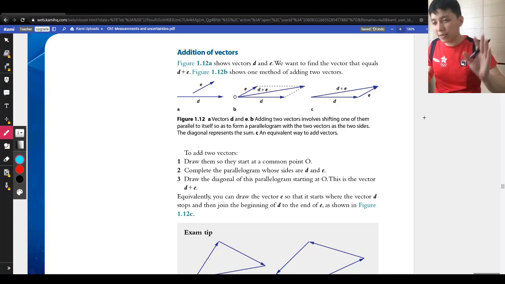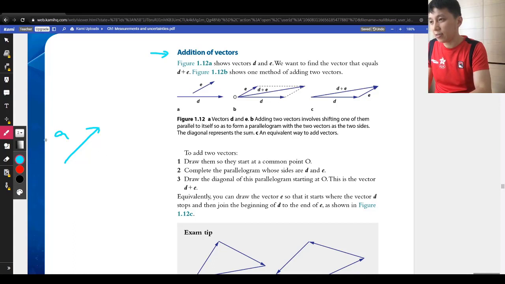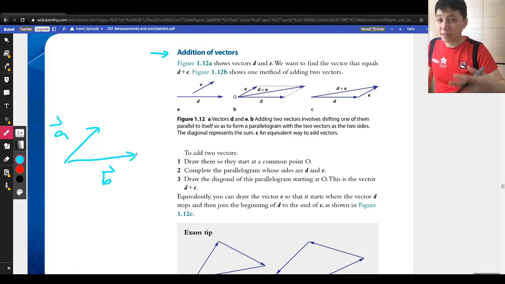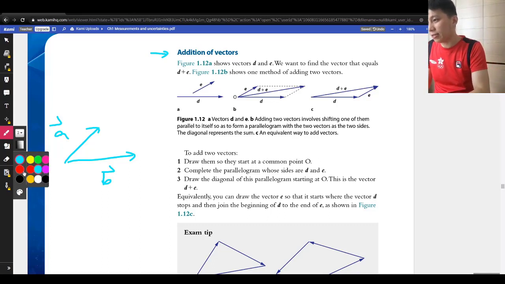Let's get back to something that is much easier first. So let's talk about addition. Addition is something that you have learned in IGCSE also, and that is to say when you have two vectors A and B, how you can put them together and find out the sum. And the idea is very simple.